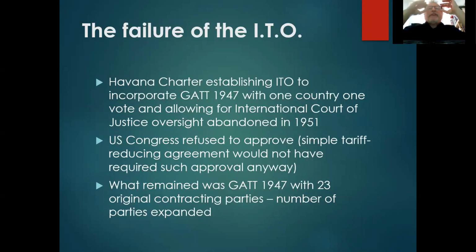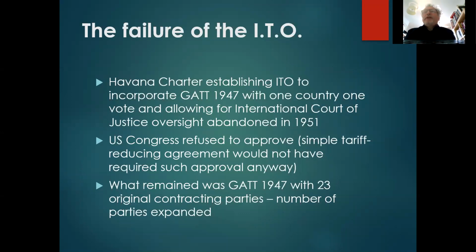Why? Because the United States is the one country that has to be a member of this. And the United States Congress didn't want it. Why didn't they want it? Well, it was, I think, to quite a large degree about sovereignty, and the idea of the International Court of Justice having oversight was something that they found not to be acceptable. So what happened? We ended up with an agreement, but without an institution.